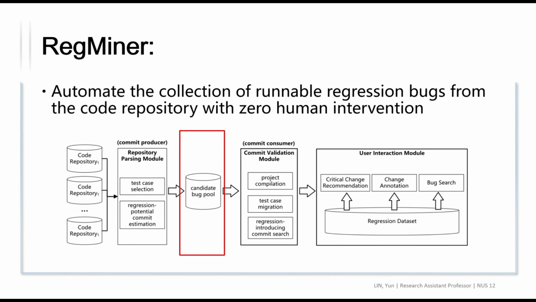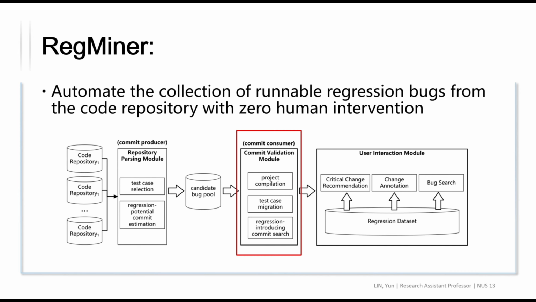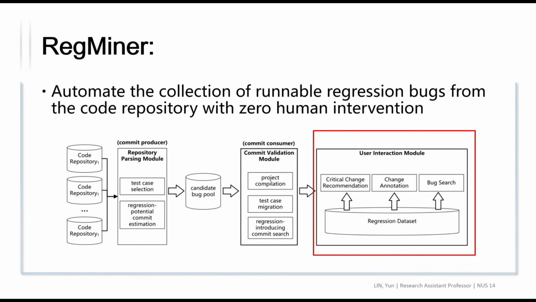A commit validation module verifies whether a bug-fixing commit is also a regression-fixing commit. RegMiner achieves this by compiling the code versions and searching for a previous commit where the test case of the bug-fixing commit can pass. When the regression bug dataset is constructed, we also provide auxiliary functions to recommend which changes in a commit are critical for regression fixing and regression introducing, support users to annotate the critical changes, and search some specific bugs. Next, we show a demonstration of our tool.